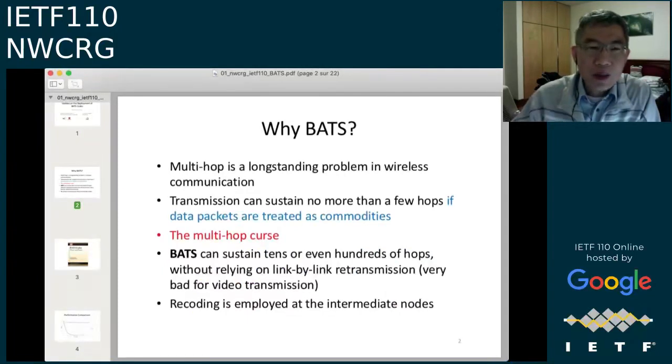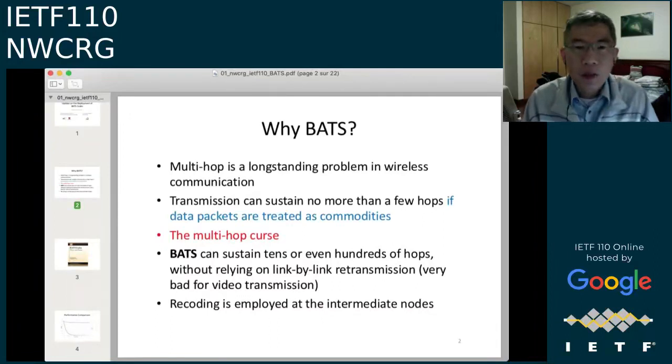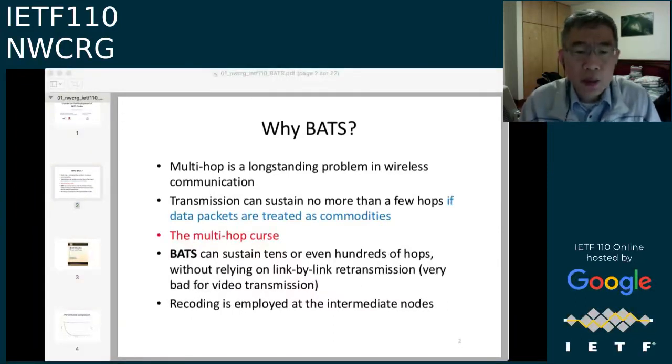Okay, so just a very quick brief introduction. Why do we care about BATS? Because in wireless communication, multi-hop is a long-standing problem. If data packets are treated as commodities when you go through different hops, then the packet loss will keep accumulating, and that's why usually after a few hops, it's very hard to transmit, in particular, video very smoothly. And in the industry, sometimes this is referred to as the multi-hop curse.